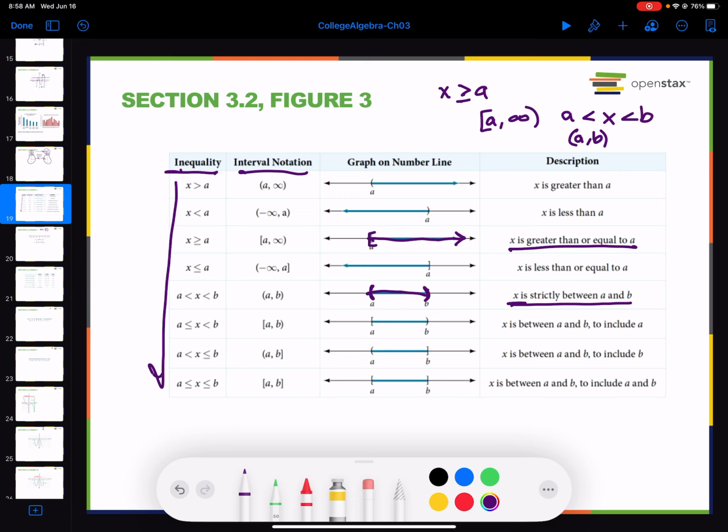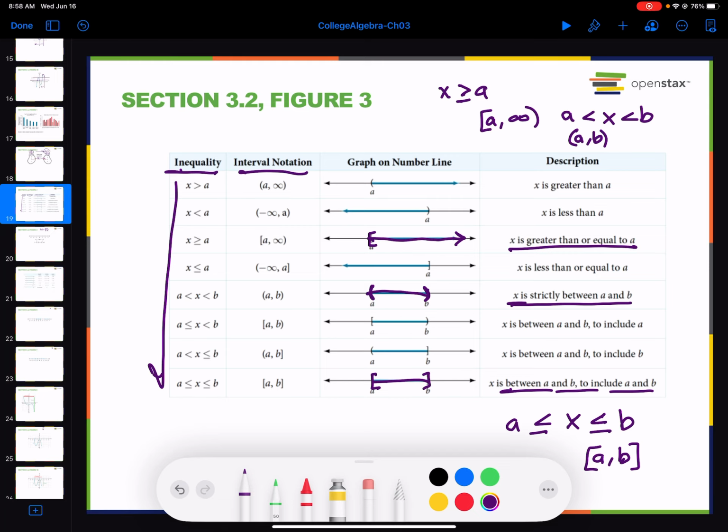And let's look at the last one. x is between a and b to include a and b. So in this case, we've got x greater than or equal to a and less than or equal to b. Our interval is going to be inclusive, so it's going to be from a to b. And then on my number line, I'm going to make sure I use square brackets for both of those and only include what's between them. So those are just examples of lots of different ways you can write these intervals and these restrictions.